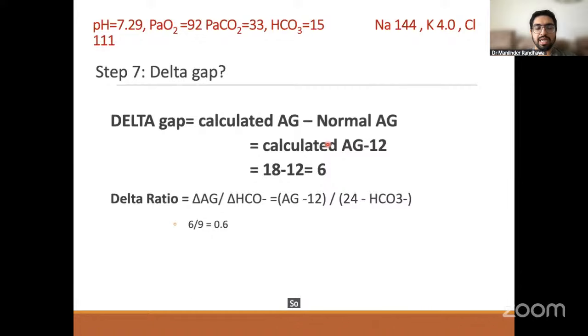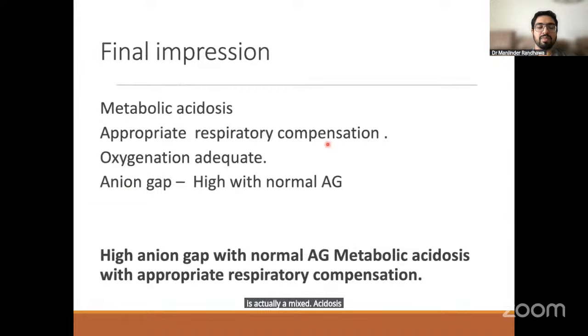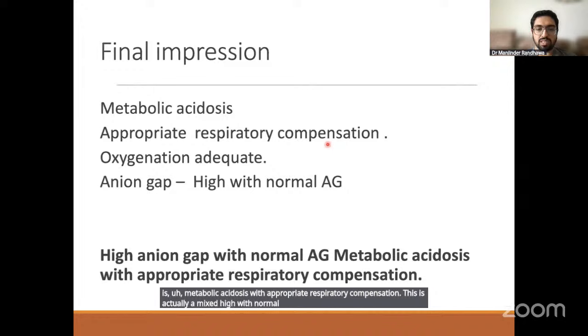So here your delta gap is 18, which was your calculated anion gap, minus 12, which is 6, divided by the difference in bicarb, which is 24 minus 15, which is 9. So 6 by 9 is 0.6. As we had learned, anything between 0.4 to 1 is actually a mixed acidosis. So this one is a metabolic acidosis with appropriate respiratory compensation. This is actually a mixed high and normal anion gap metabolic acidosis, and the respiratory compensation is appropriate.